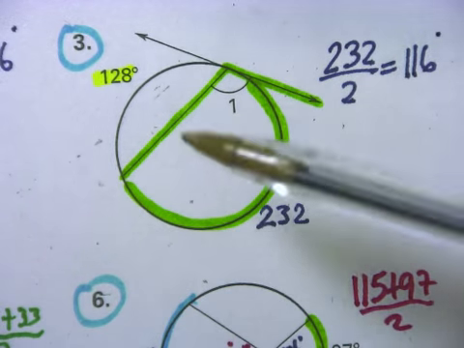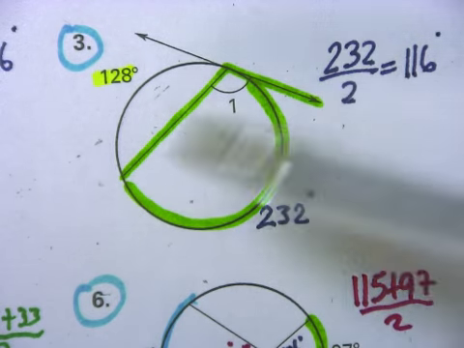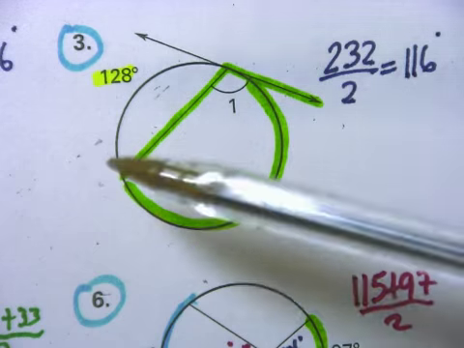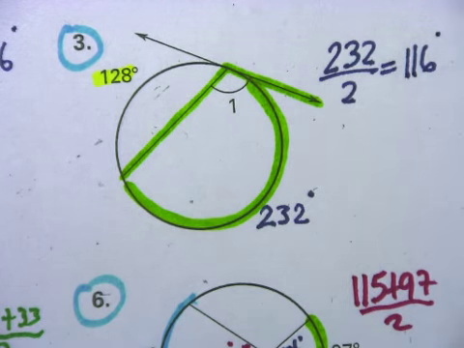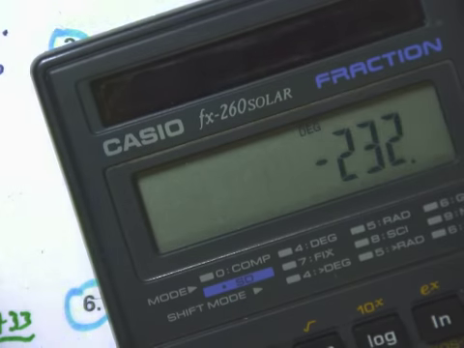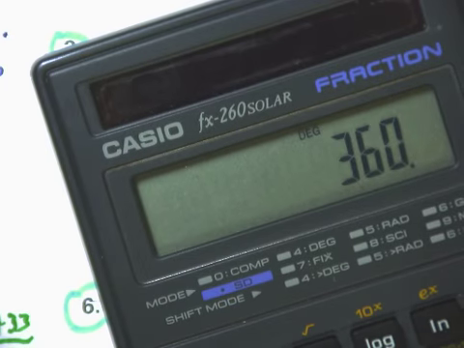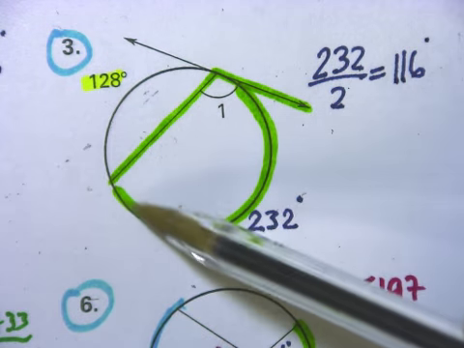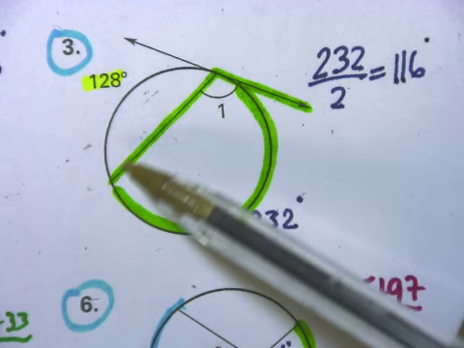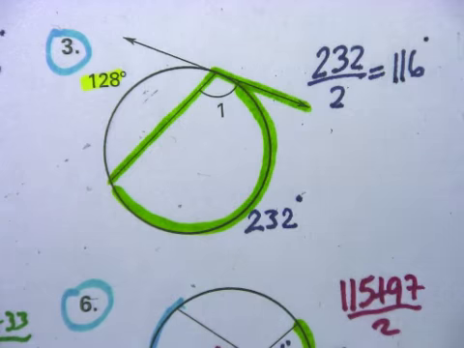Question number 3. My inscribed angle now is facing the other way. They tell me this angle here is 128. I can actually find this arc here by subtracting 128 from 360. So 360 minus 128 gives me 232 degrees. So I know that this arc is 232. Its inscribed angle is going to be half, which is 116.